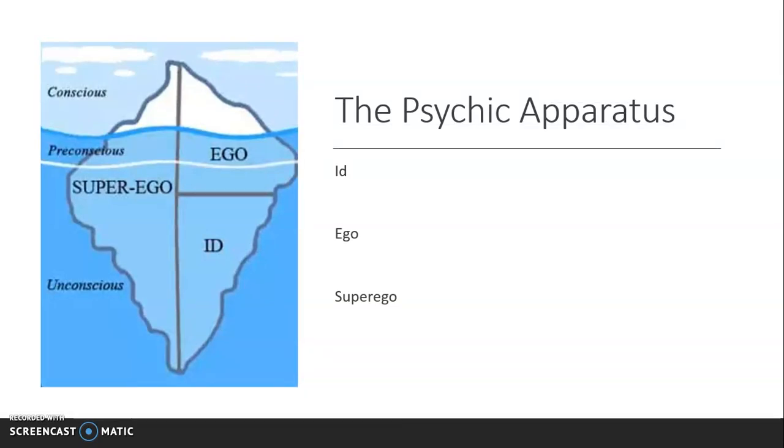Freud later developed a more structural model of the mind comprising the entities id, ego, and superego, which Freud called the psychic apparatus.